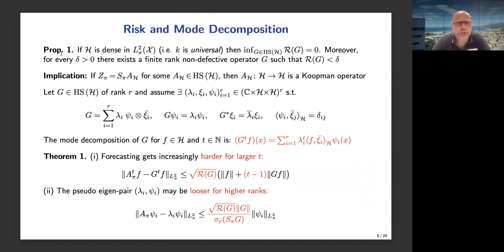So the first result is Proposition 1, which says that if the reproducing kernel Hilbert space is dense in the space of square integrable functions, and this is not a strange requirement because for many kernel functions, the so-called universal kernels, for example the Gaussian kernel, the Hilbert space is dense in L2, okay? So in this case, the minimal risk is zero when we take the infimum over Hilbert-Schmidt operators. Also, for every arbitrarily small delta, there will be, as I mentioned before, a finite rank operator in the Hilbert space which makes the risk less than delta. Okay, so what is the implication of this result?